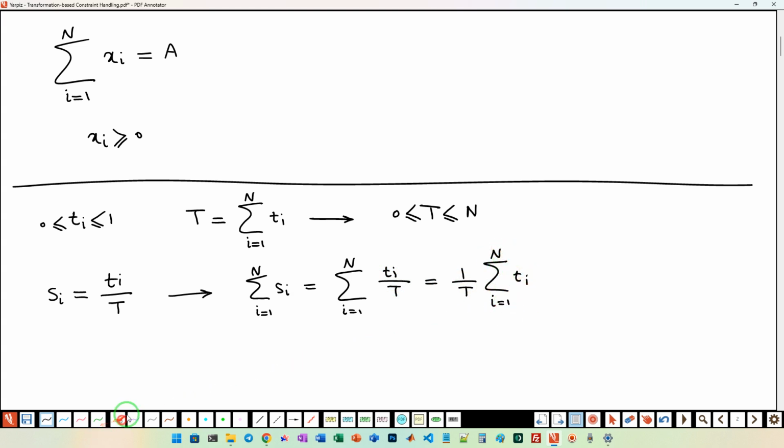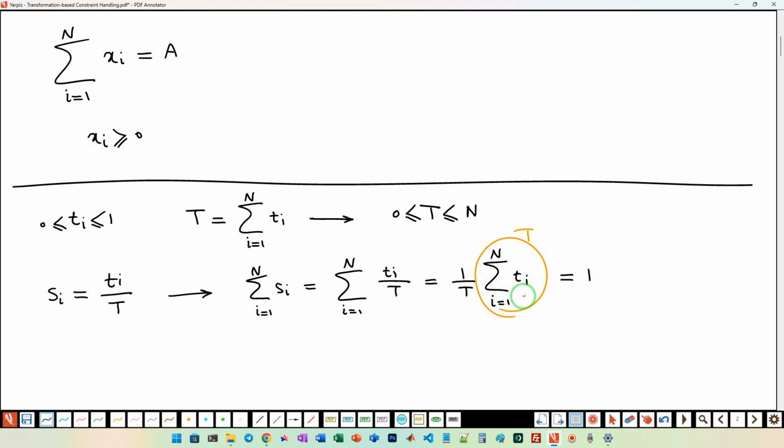Here this is t because we defined it as t, and so this is t divided by t, and it's 1. The only flaw here is that if all of variables ti are 0, then you cannot divide 0 by 0. But you can make sure that at the same time all of them are not 0. It's okay.